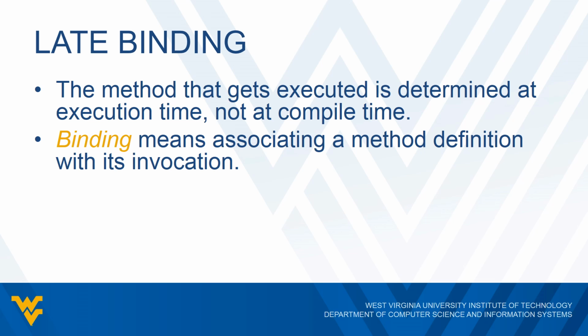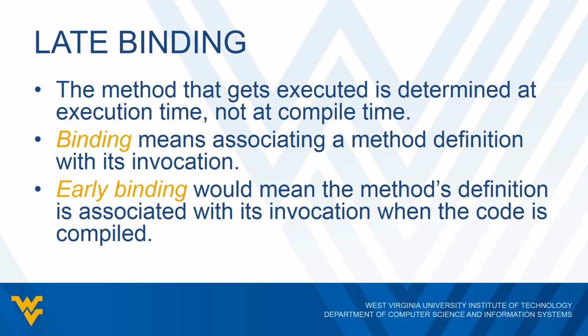Now there is another type of binding which is called early binding. And this just means that the method's definition is associated when the code is compiled. So instead of doing it at execution time, we would associate the method call with the definition at compile time rather than execution time. Some languages do use early binding. Java is one of those languages that uses late binding. So Java is going to map the method call with the definition while the program is running instead of when it's compiling.